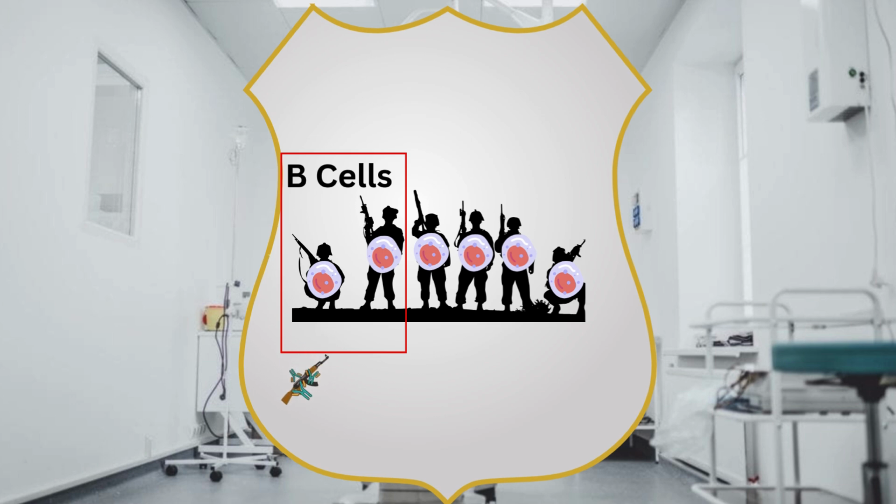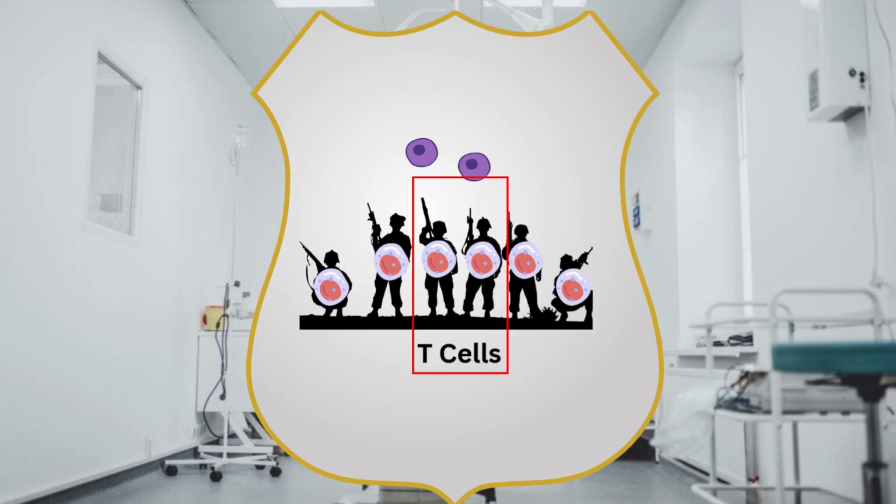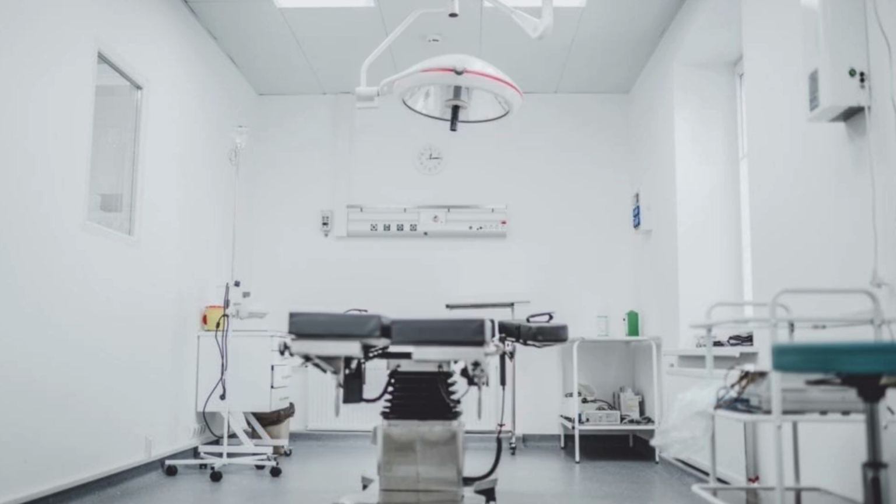Some of the B cells create an arsenal of weapons called antibodies, which can be used to attack the antigens. Some of the T cells destroy cells that have already become infected by the antigen. Meanwhile, the rest of the army studies the antigen so that it can remember how to fight against the infection in case it encounters it in the future.